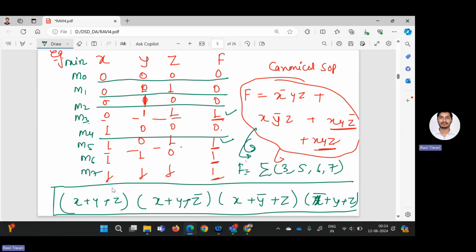Same thing you can do with the POS form. F is equal to product of max terms, for which the function values are 0, like 0, 1, 2, and 4. So this is the canonical POS formula. That's all for this lecture.